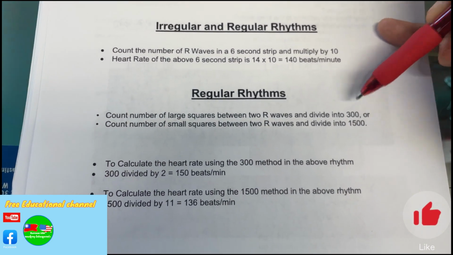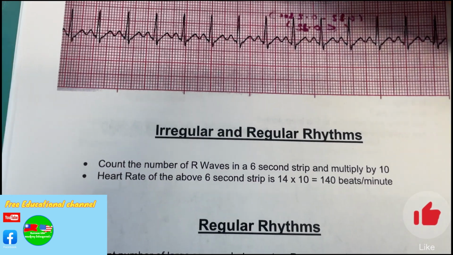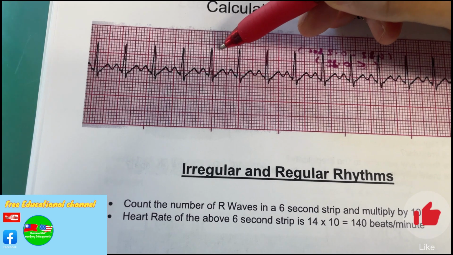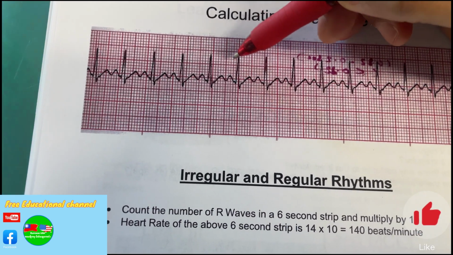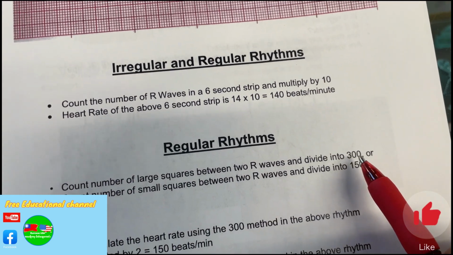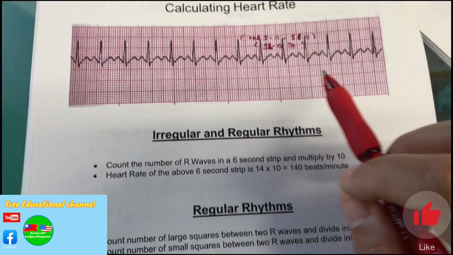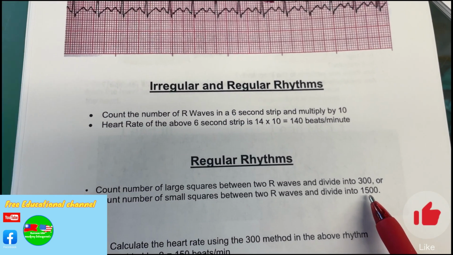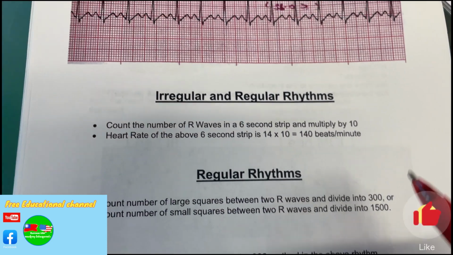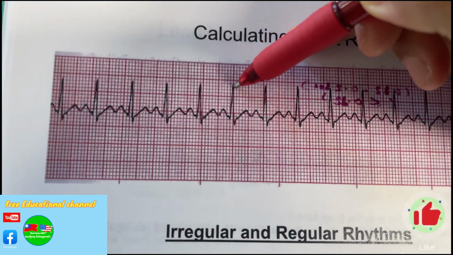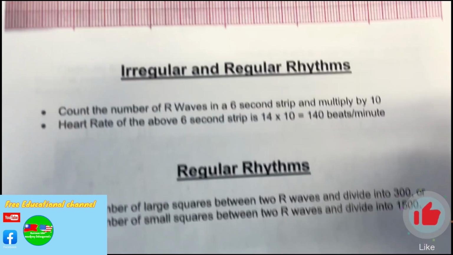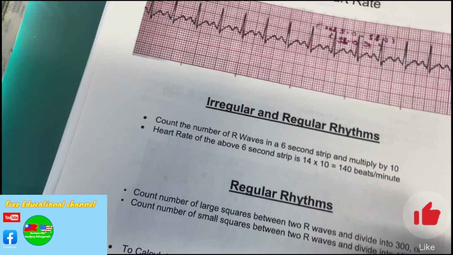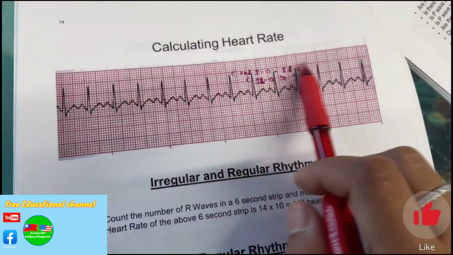If you remember 300, you have to count the big boxes. From the RR interval, this is like 2 and a kind of 1. Let's try to count. This is like 2 big boxes, so you divide 300 by 2. That means a heart rate of 150. If you want more detail, then use 1,500. Remember that, and you count the smaller boxes: 1, 2, 3, 4, 5, 6, 7, 8, 9, 10. So 1,500 divided by 10 is 150 beats. And I like this better, times 10, okay?